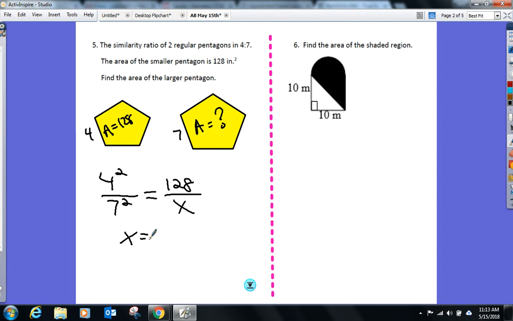Here we go. And that'll end up being 100 and 392. And yes, tomorrow, half a point every time, no units. Okay, half a point every time, no units. 392 square inches.